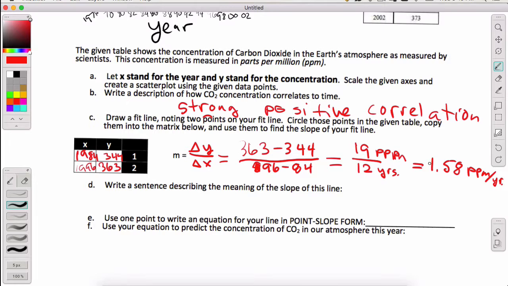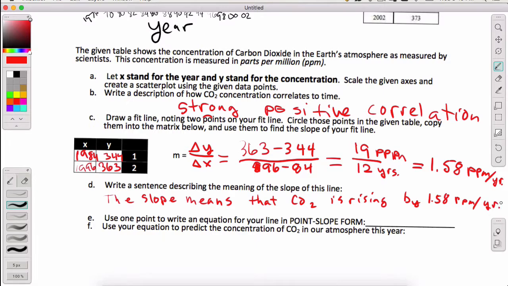Well, I just described that in words, so now I'll write a sentence. The slope means, so when you write a sentence, you should always start with an introduction. The slope means that CO2 is rising by 1.58 parts per million each year, something like that.